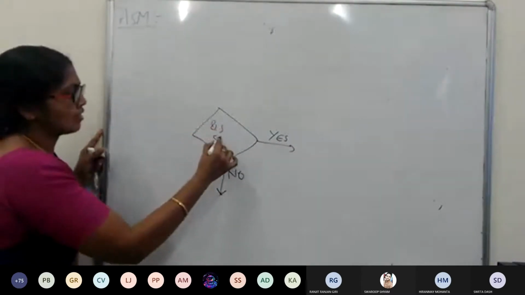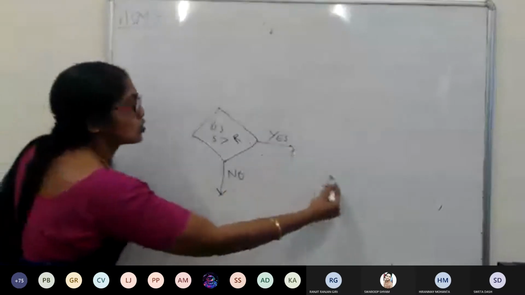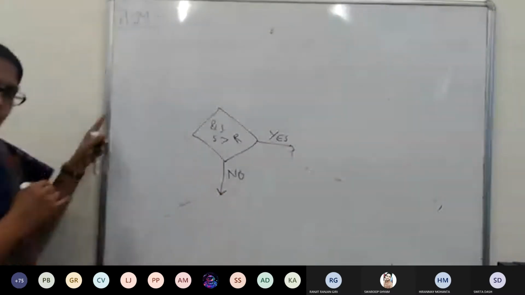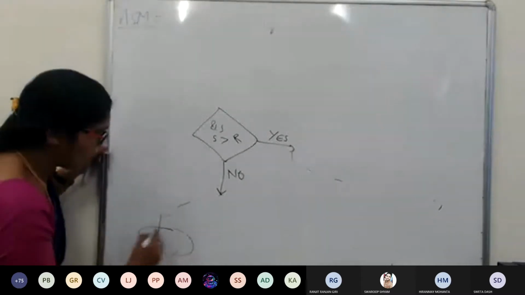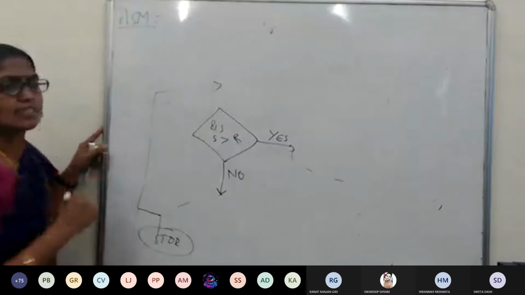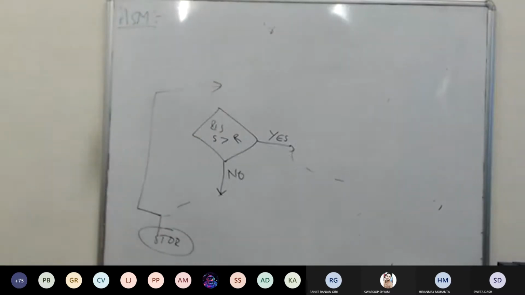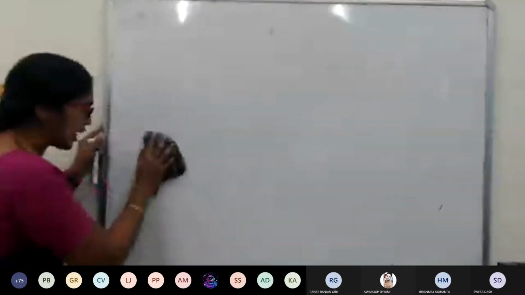For example, is F greater than R or something like that. This is just an example. Yes means do something, no means do something else. Then after doing that, you finally stop, or repeat the procedure. This is how a flow chart is made. Similarly, the FSM can be designed as a flow chart also.